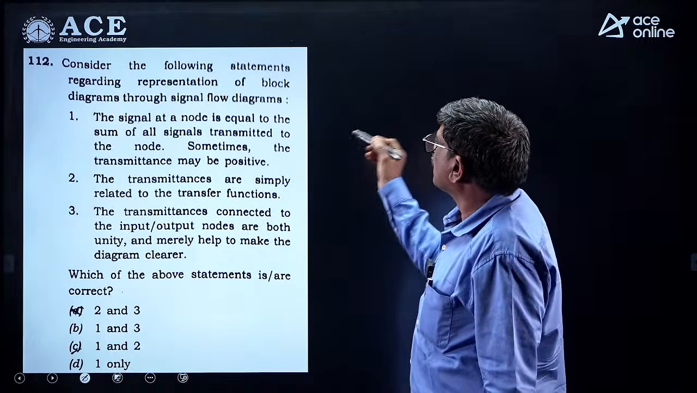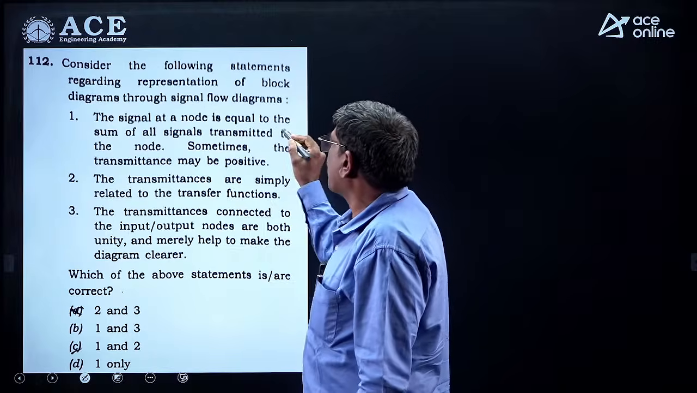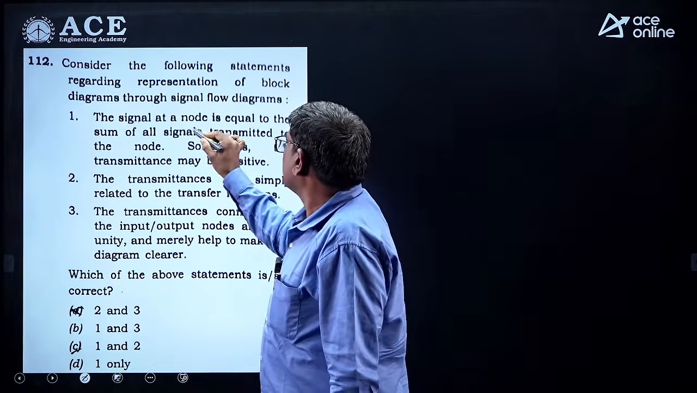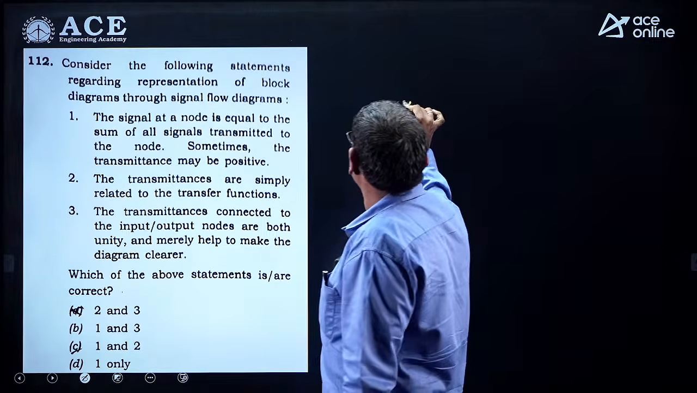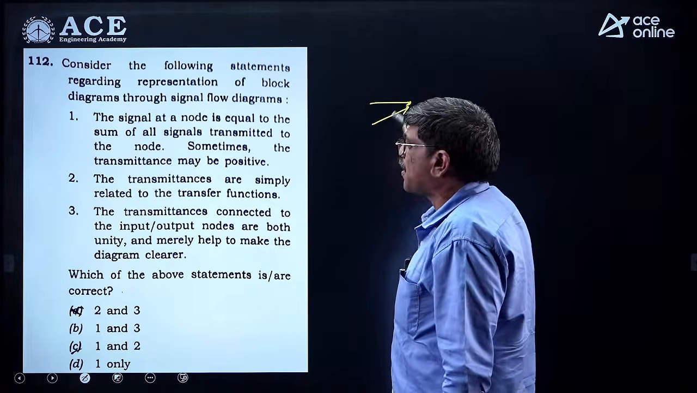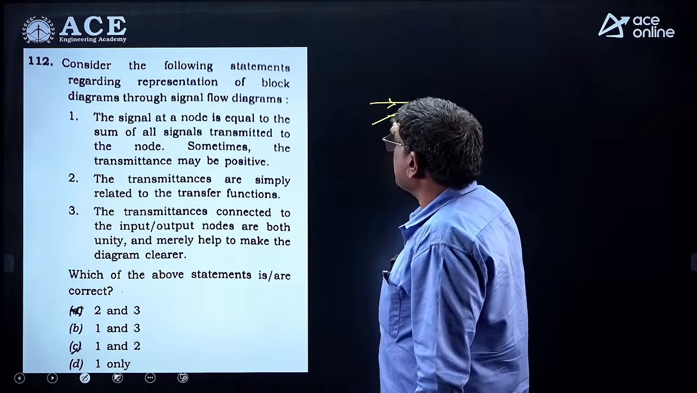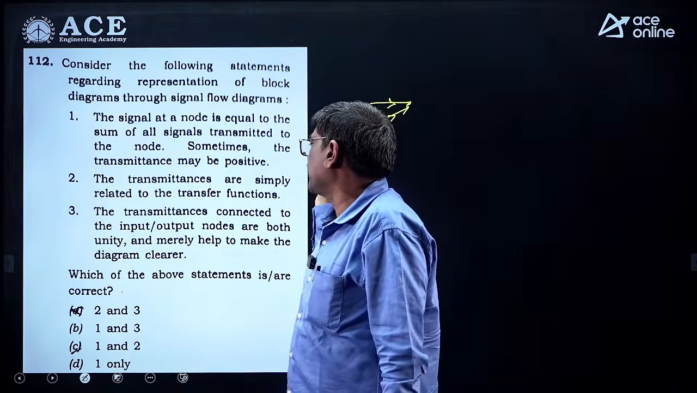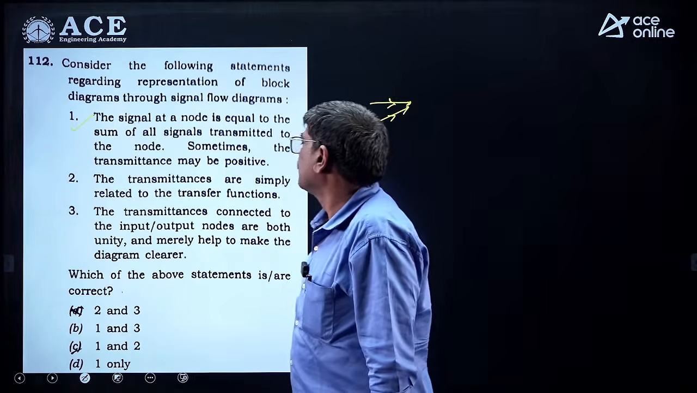Next, consider the following regarding block diagrams and signal flow graphs. See, the signal at any node is the algebraic sum of all the incoming branches, incoming transmittances, path gains. So that means the first one is correct.